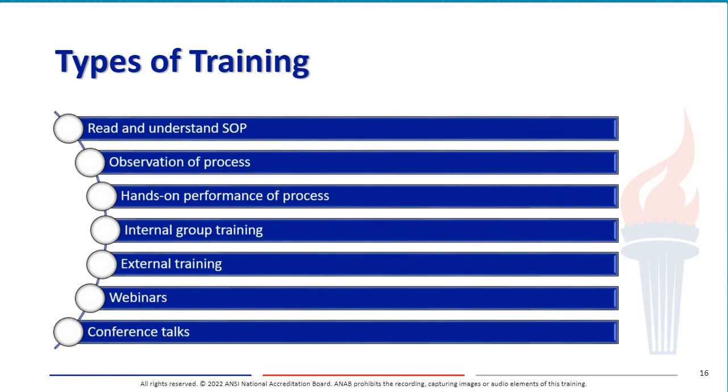That's where this list comes in. Organizations should use varying degrees or levels of training depending on what is needed to obtain the necessary competence for the function, position, and ultimately the person, keeping in mind the complexity of the process or procedure that is the subject of the training. Some different types of training are read and understand the procedure, observation of the process with hands-on performance, internal and external training, webinars, and conference talks.